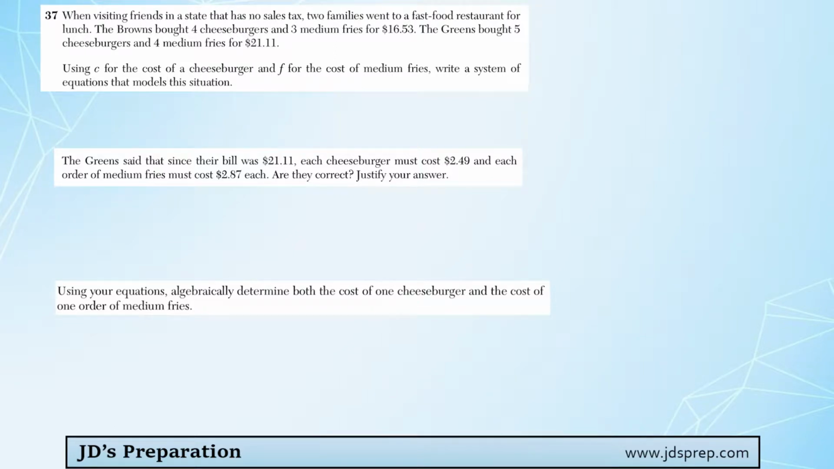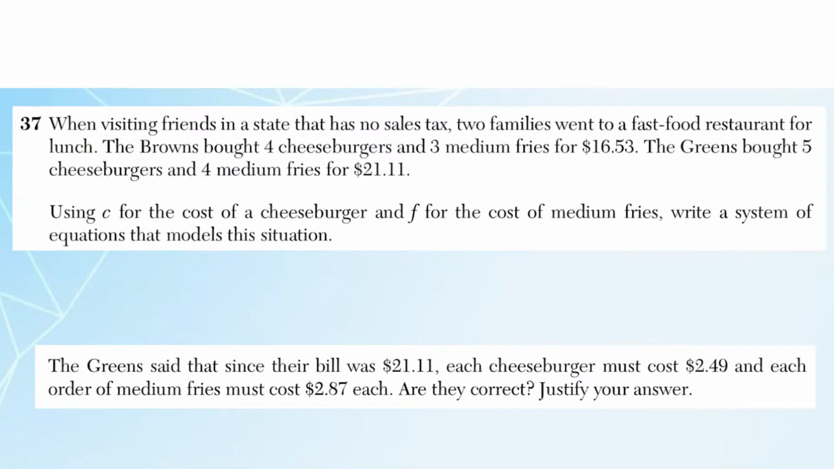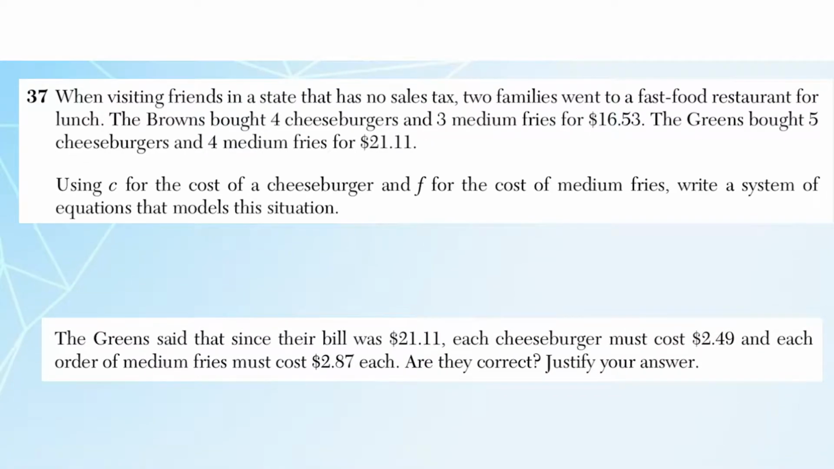For the first part of this question, we are being asked to write a system of equations to model the situation of these two families going to buy some burgers and French fries. So it says that the Greens bought 5 cheeseburgers and 4 medium fries for $21.11. So let's start with the Greens.